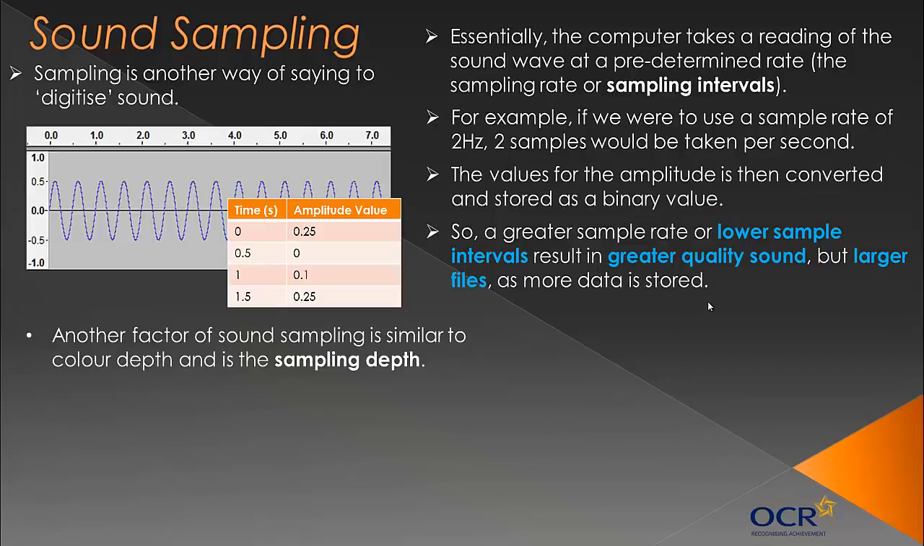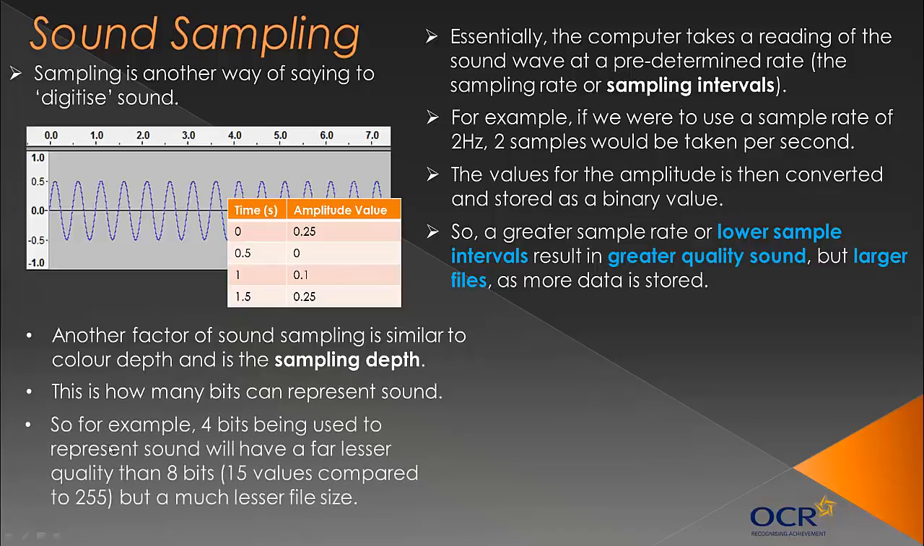Okay, so another factor it doesn't actually mention, but this is the most logical factor because it's similar to one we looked at earlier in the images video, the previous topic, which is about color depth. Another factor is the sampling depth. So if you know about color depth, this may be quite easy to understand. The sampling depth is how many bits represent the sound values. So for example, if 4 bits were used to represent the sound, it will have a far lesser quality than if 8 bits were used, because 4 bits can represent 15 values compared to 255, which 8 bits can represent.